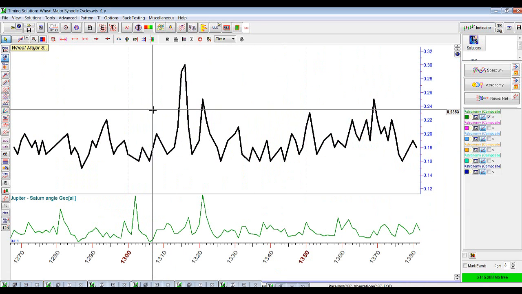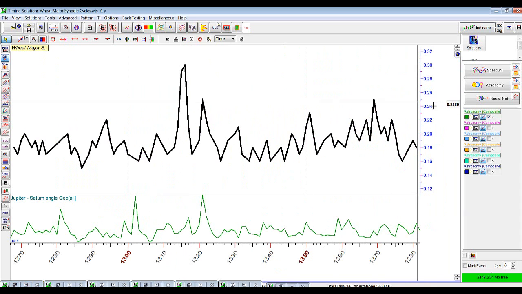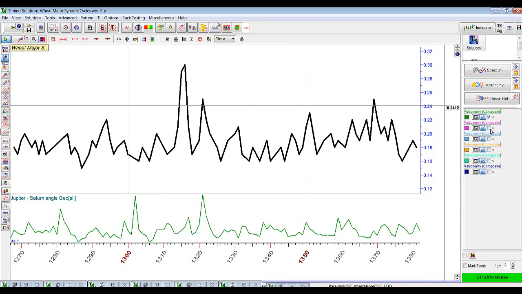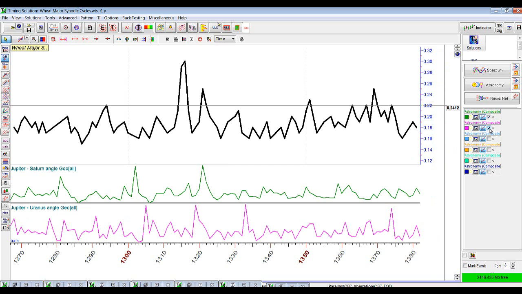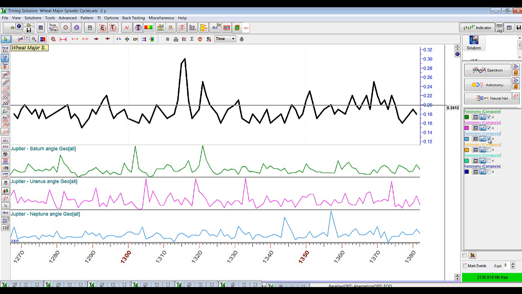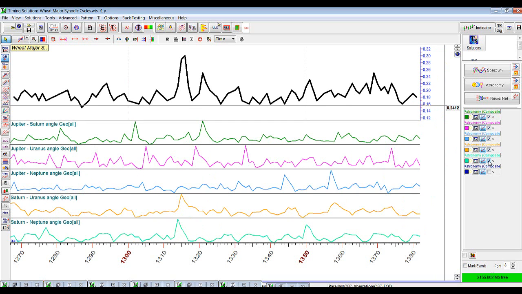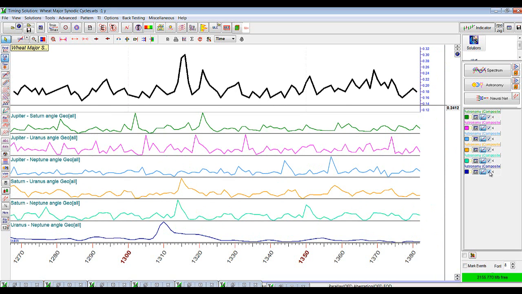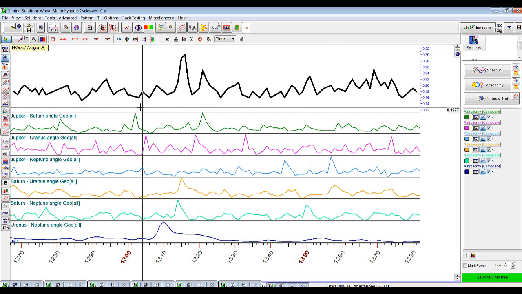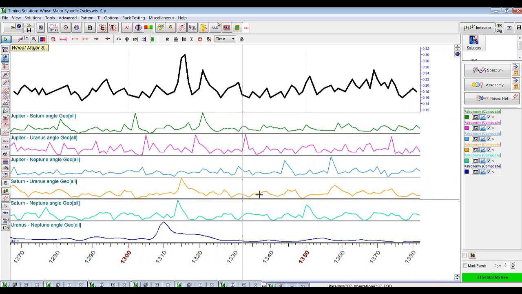Now, because we have a lot of data, I wanted to have a look at even longer cycles in the 20 year range. So I'm going to put in the major cycles. The next one is the Jupiter Uranus cycle, then Jupiter Neptune, then Jupiter Uranus, then Saturn Neptune, and then Uranus Neptune. So basically, it's almost like a heartbeat.